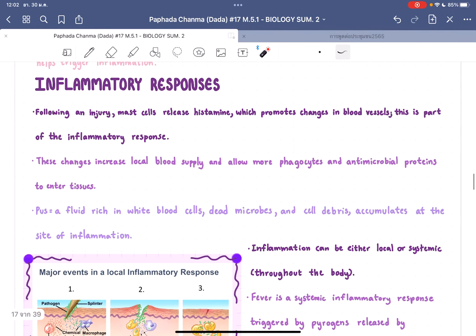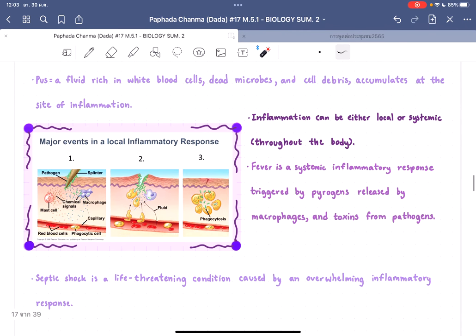Inflammatory responses. Following an injury, mast cells release histamines, which promote changes in blood vessels. This is part of the inflammatory response. The changes increase local blood supply and allow more phagocytes and antimicrobial proteins to enter tissues. Pus, a fluid rich in white blood cells, dead microbes, and cell debris, accumulates at the site of inflammation.